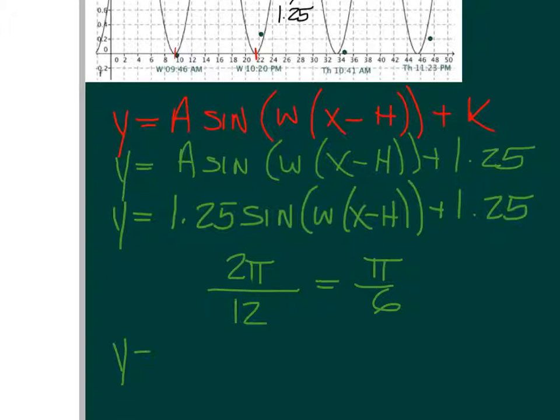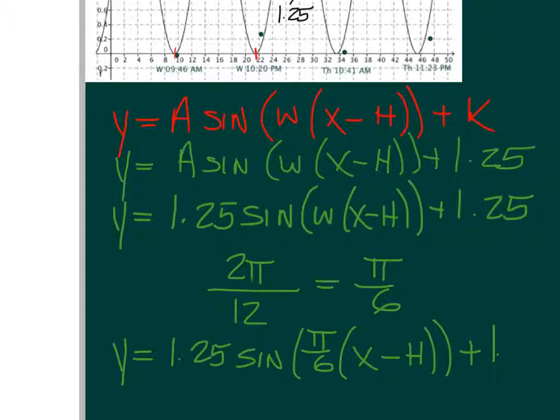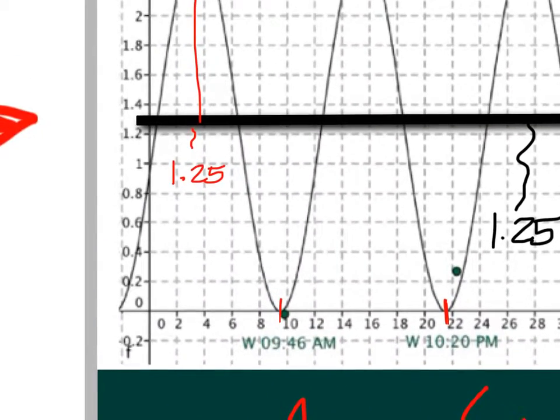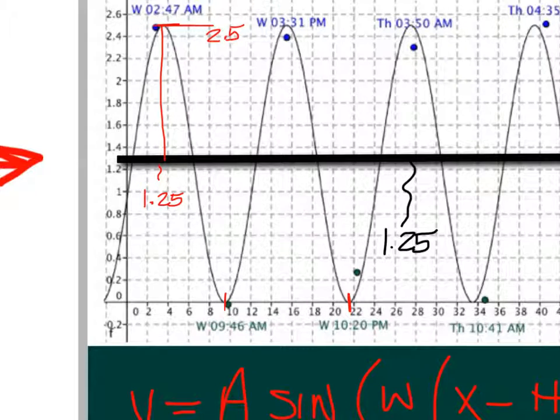Alright. So y equals 1.25 sine, and then we'll have pi over 6 times (x minus h), close quantities, and 1.25. Now, in order to get your h, usually what you have to do is figure out what we have to do to get it to move over to 0, like on the Ferris wheel, and we'll see how close we can get this one. But if we want this one to start at 0, then here's our shift over here.